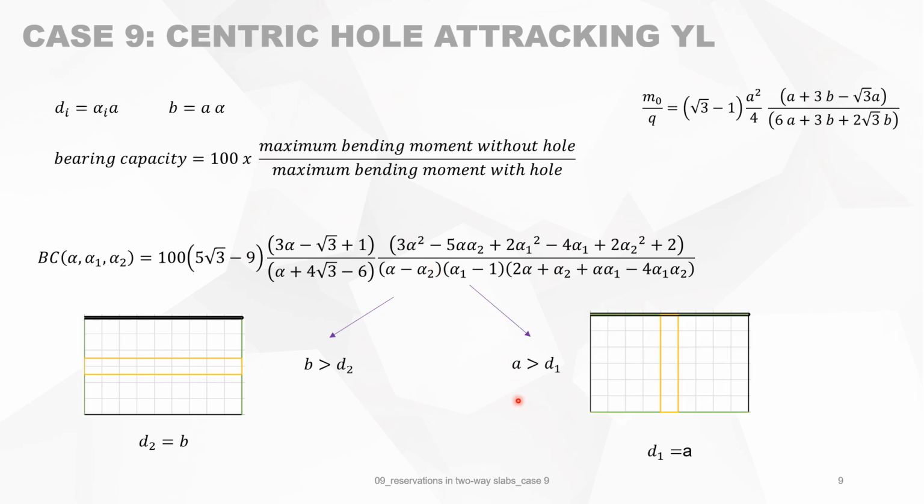The same for A bigger than D1 is also not possible, but when D1 is equal to A, we get that type of reservation. So we will not deal with that because you divide by 0.